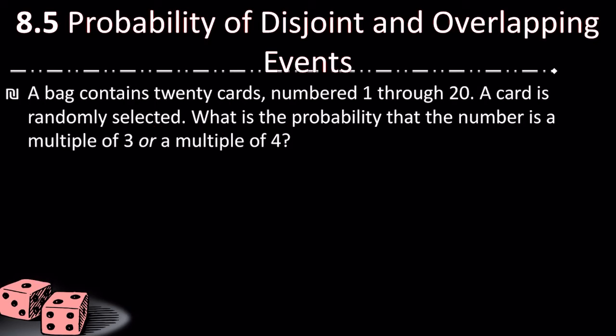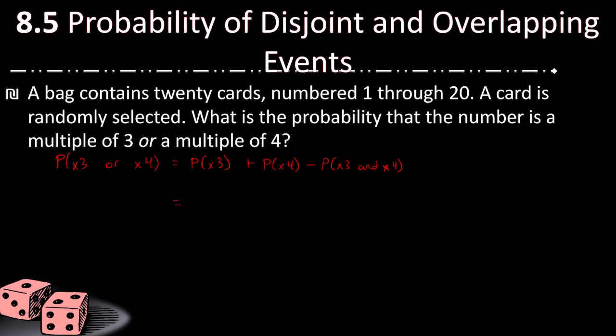Let's say a bag contains 20 cards, numbered 1 through 20. A card is randomly selected. What is the probability that the number is a multiple of 3 or a multiple of 4? So the probability of a multiple of 3 or a multiple of 4 would be the probability of a multiple of 3 plus the probability of a multiple of 4 minus the probability of a multiple of 3 and 4 at the same time.